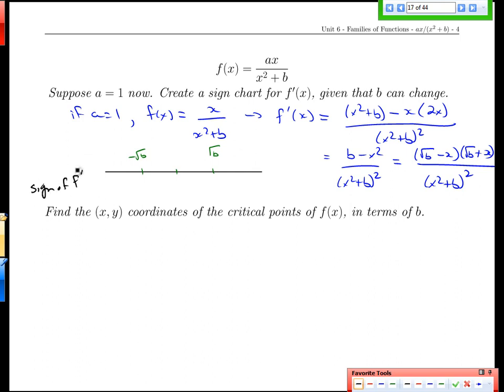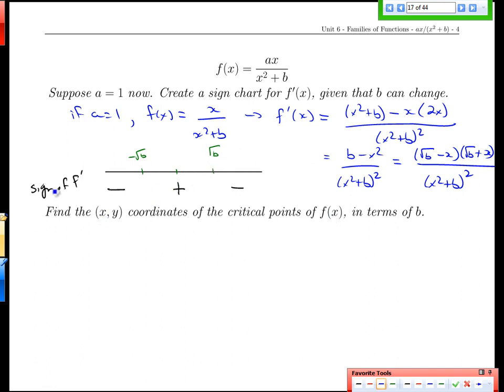are exactly the same as we found in our simpler function, the x over x squared plus 1. They're going to be positive in this range, negative here, and negative here. The only thing that's changing is the location of the critical point. And actually, we can find that explicitly.